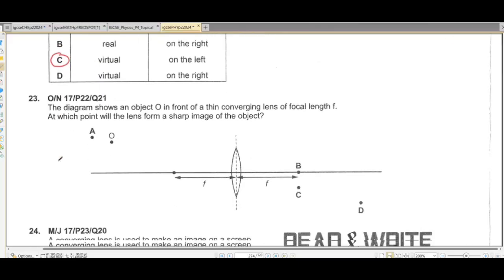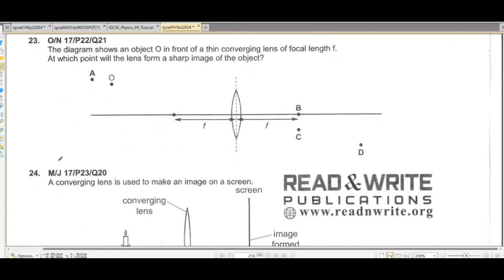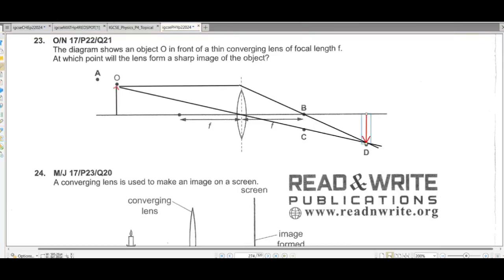Moving on to question number 23. The diagram shows an object O in front of a thin converging lens of focal length f. At which point will the lens form a sharp image of the object? Okay, let me draw the ray diagram for you. Okay, now I've made the ray diagram, as you can see.